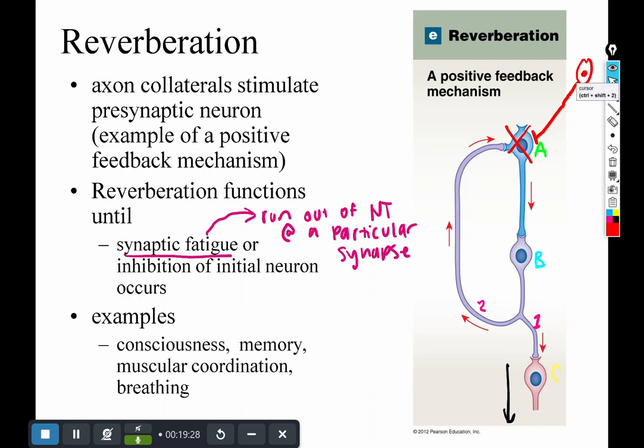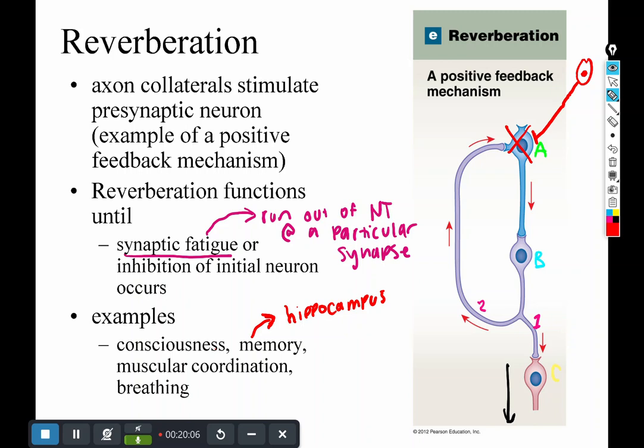So examples of things that use reverberating circuits, and sometimes many reverberating circuits that interact with each other or are in parallel: consciousness, memory. So remember our friend the hippocampus. One of the things that it does to consolidate memory is to use reverberating circuits to resynthesize the event or thing that you're trying to remember and play it back to your own brain over and over again to reinforce the memory before moving it into storage.